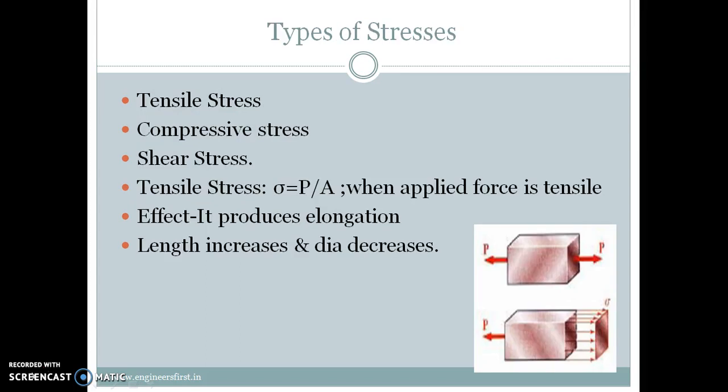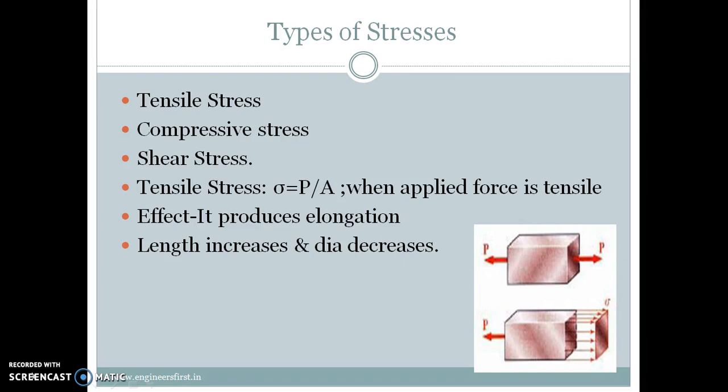Now, the types of stresses. We know that stress is defined as the ratio of resistive force upon cross-sectional area. There are basically two types of stresses: one is direct stress and another one is indirect stress. In today's lecture, we are going to focus on direct stress. There are three types of simple direct stresses: tensile stress, compressive stress, and shear stress.